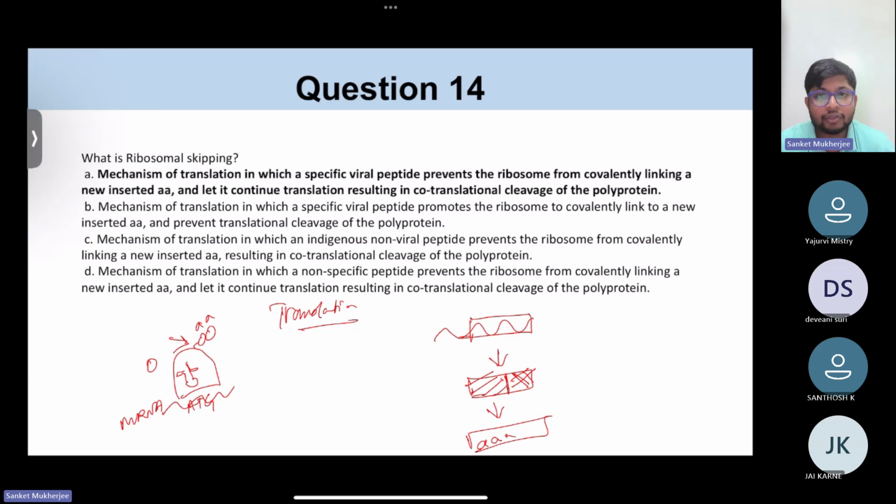So is it clear to everybody? And this process is called ribosomal skipping. Is it clear? Yes, sir.